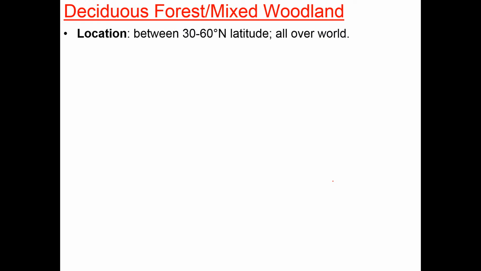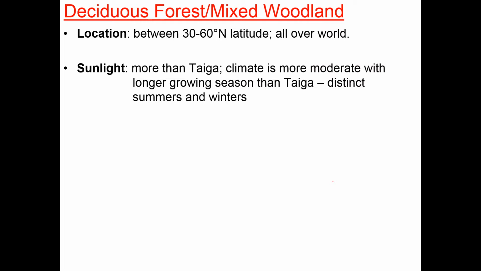Okay, now the next one is called the deciduous. I try to pronounce it. Mixed woodlands, somebody might call it. Okay, so mixed wood. It's located between 30 and 60 degrees north latitude. It's all over the place. Have this kind of biome. Okay, it has a little bit higher precipitation, and of course it's a bit warmer. That's because it gets way more sunlight than taiga because it's even south of taiga regions.